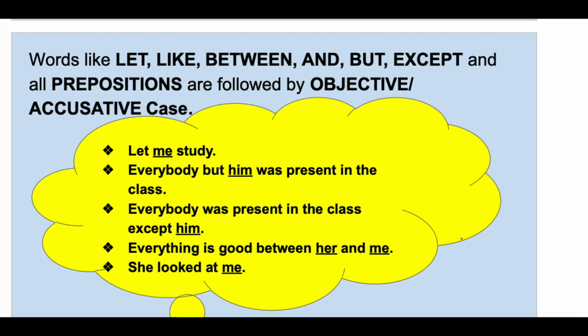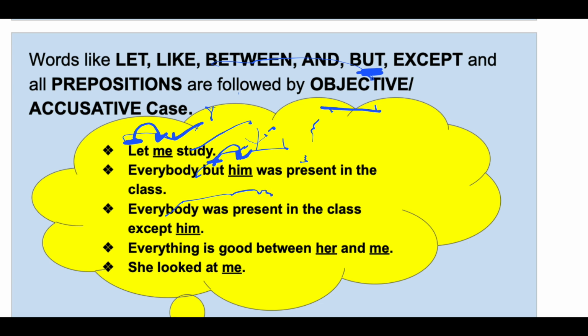Next. Now look at these words. These words are always followed by objective case. That is, after these words you have to always use objective case of pronoun. Let, like, between, and, but, except and all prepositions are followed by objective case. Let me study. After let objective case me. Everybody but him. After but objective case him.